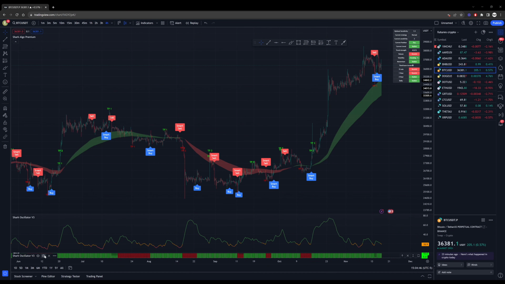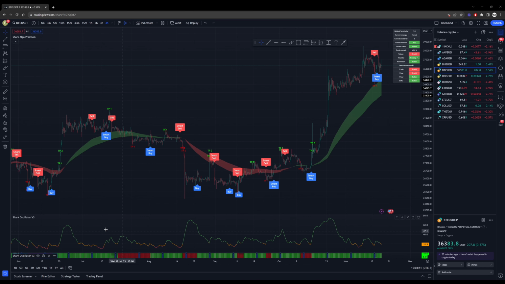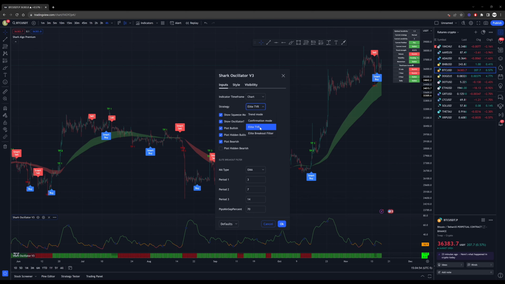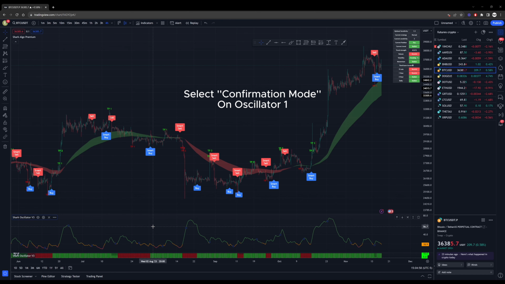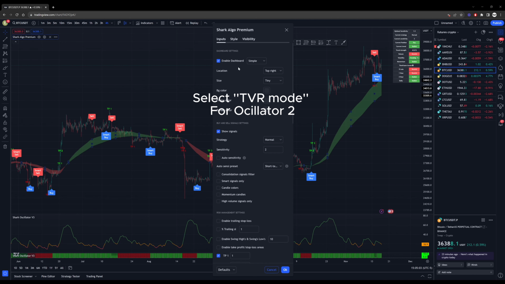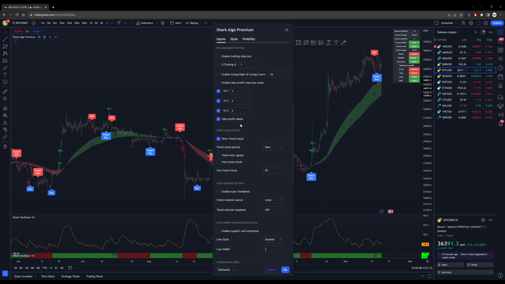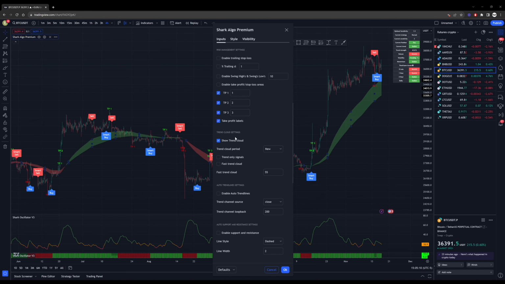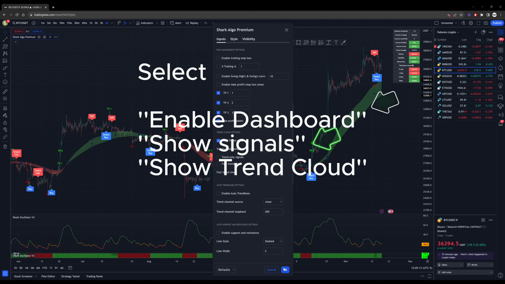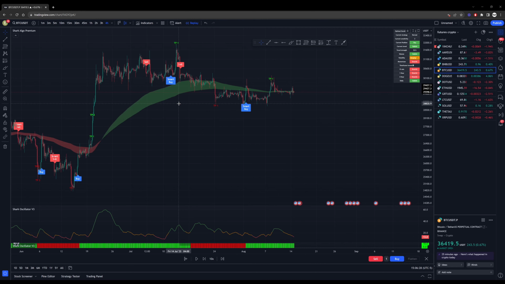So, the settings for the indicators go as follows. We're going to have two oscillators running at the same time. For the first one, make sure it's under confirmation mode. And for the second one, we want to make sure that it's under the Elite TVR function, then press okay. All the other settings do not matter. Next, for the SharkAlgo Premium indicator, you want to go into Settings. We want to make sure that the dashboard is turned on, the signals are turned on, as well as the trend cloud, right over here. This is very important. And now we can get into the actual strategy and what we want to look for, the buy and sell entries.